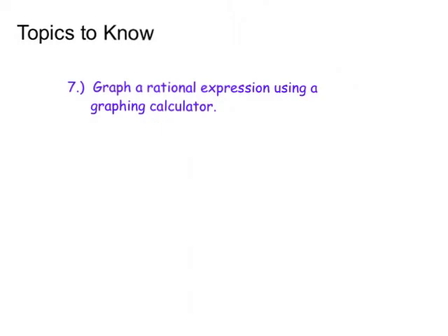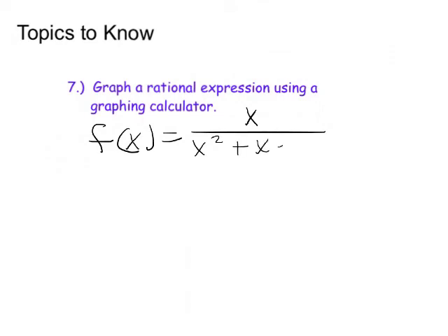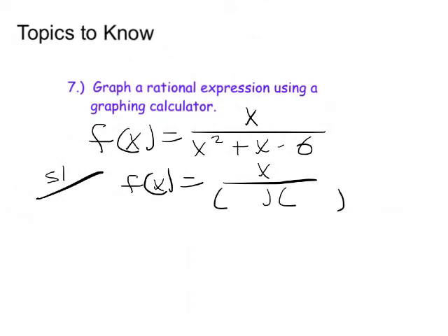Let's say that I give you f of x, so I'm calling it a function, is equal to x all over x squared plus x minus 6. That's familiar with what we've done. We've done that one kind of up above a little bit. So, step number 1, factor it. Okay, so let's factor it. We're going to have f of x equal to x on the top, and on the bottom, x minus 2 times x plus 3.